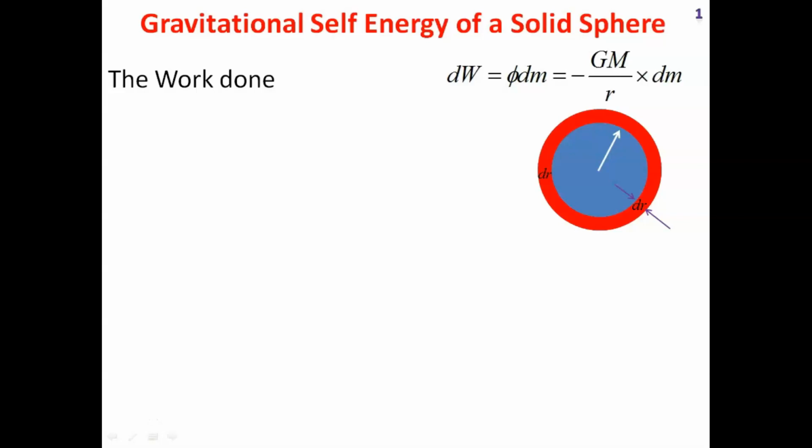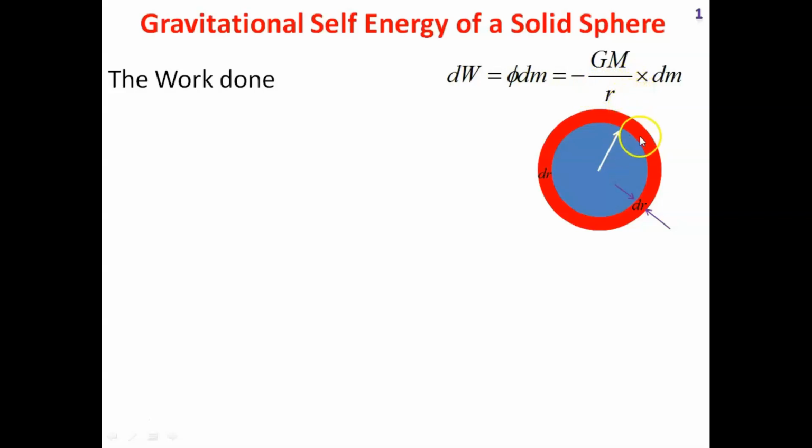Let us suppose that we have Earth under consideration and we are going to find the gravitational self-energy for Earth. Work done is nothing but the potential energy of a system, which is minus GMm upon r. Elemental small amount of work done dW is equal to minus GM upon r times dm.